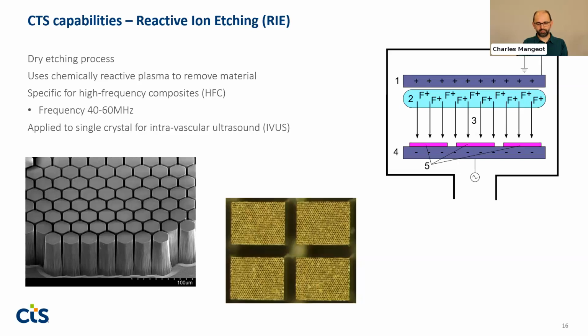One other manufacturing capability that I wanted to mention is the reactive ion etching that we apply on our single crystal material. It is a dry etching process. It uses a chemical plasma to remove material. And we use that for high frequency composites, when we have a very, very small and fine structure, and this is used for high frequency intravascular ultrasound typically.